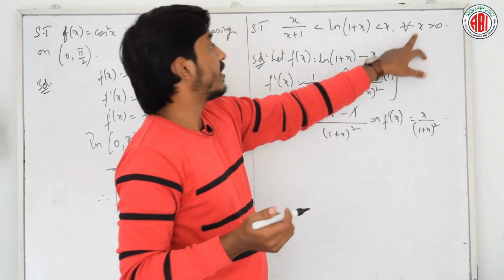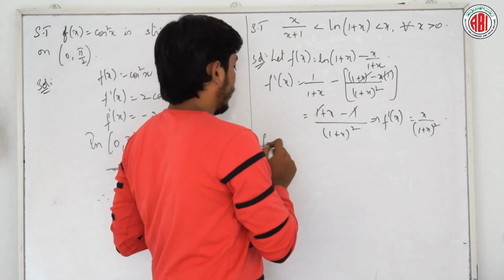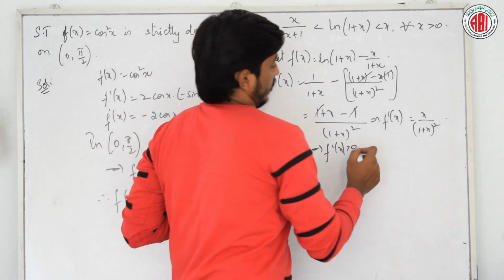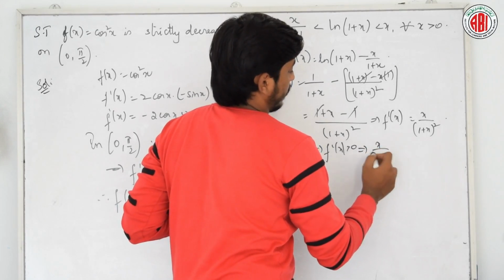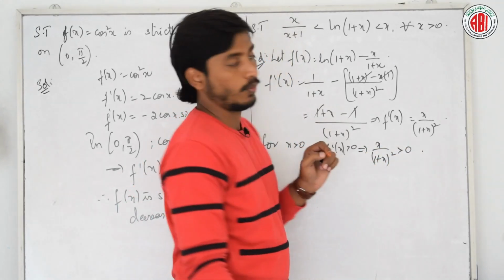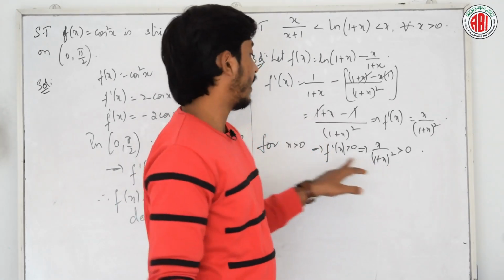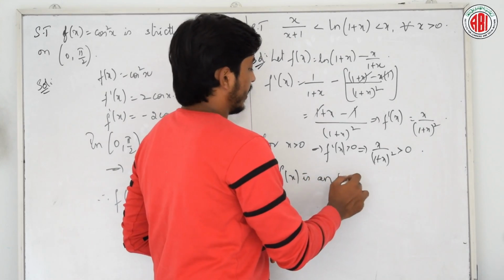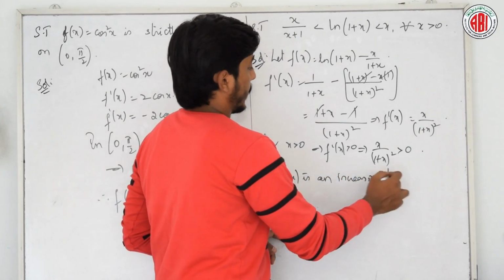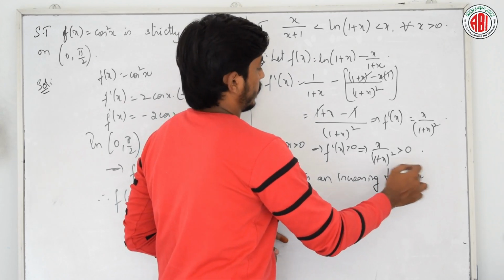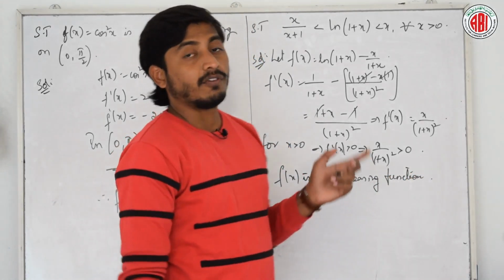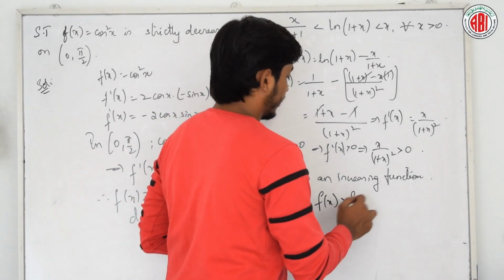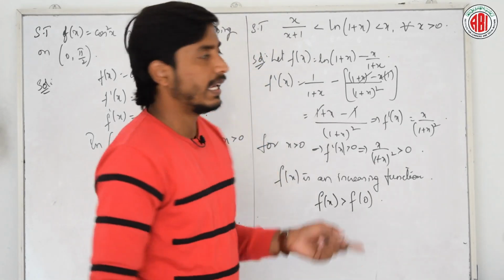Now, check this is x by 1 plus x whole square. The condition given here is for x greater than 0. Just write for x greater than 0, f dash of x is also greater than 0. That is x by 1 plus x whole square is greater than 0. So, we can write it as an increasing function. Then, what was the first condition? If it is an increasing function, I always know that f of x is greater than f of 0.